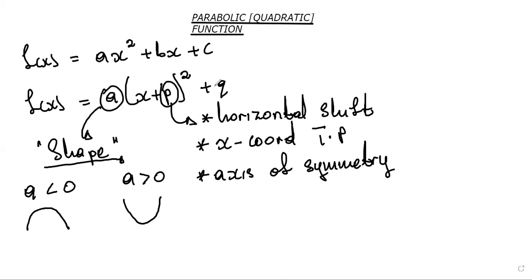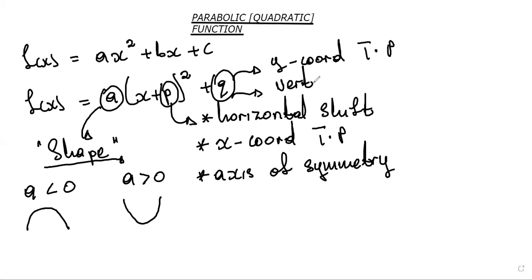Perfect. So what about q? This q is just going to be the y coordinate of the turning point. That's what you must know. But you need to know that q is also the vertical shift. By how many units did we move this function up or down? So that's the value of q.